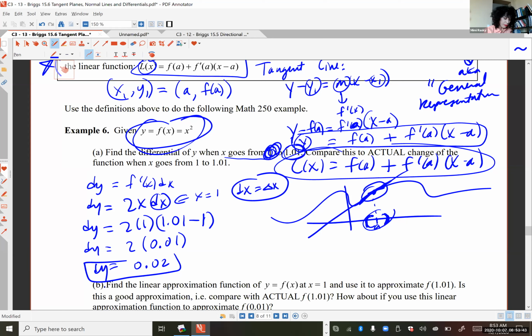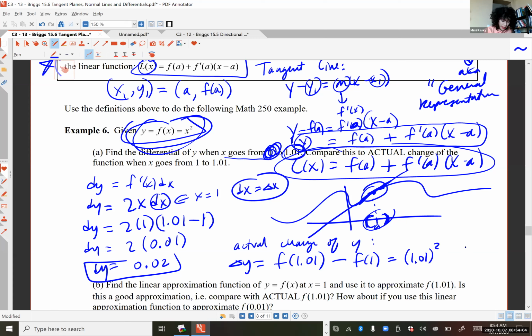Now, is that a pretty good approximation? I don't know. Let's do the actual change of y. So the actual change of y, which is denoted delta y, is simply the function evaluated at that rightmost endpoint, 1.01, minus the function evaluated at the leftmost endpoint. Now this function is easy. It's just y equals x squared. So what's 1.01 squared minus 1 squared? Go get your calculator and whip it out. And I get the actual change of y is 0.0201.